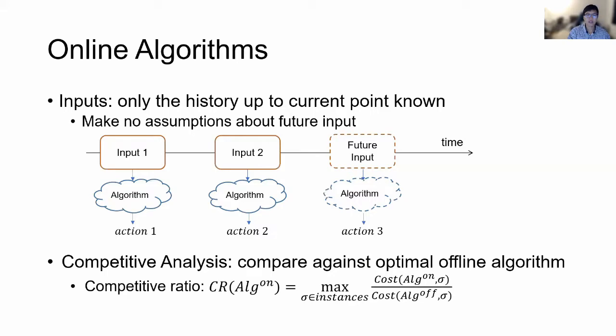Since the cost of the online algorithm is always at least the cost of the optimal offline algorithm, this ratio is always at least 1. And the lower this competitive ratio, the better.